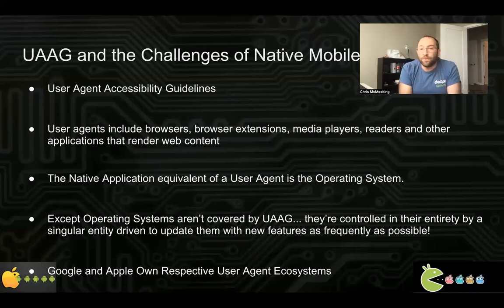Google and Apple own their respective user agent ecosystems. They own them essentially in their entirety. There are pieces of the ecosystems that you can kind of consider to be user agents. I think technically speaking, in UAG, an assistive technology is a user agent. The browser is certainly a user agent. In this case, the browser is kind of akin to the APIs and the infrastructure that Apple and Google provide to build applications.